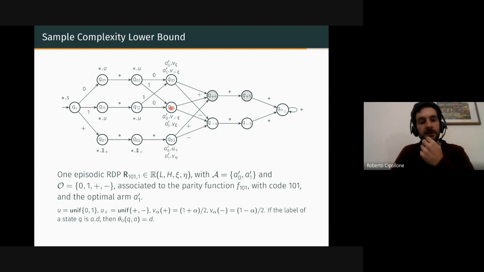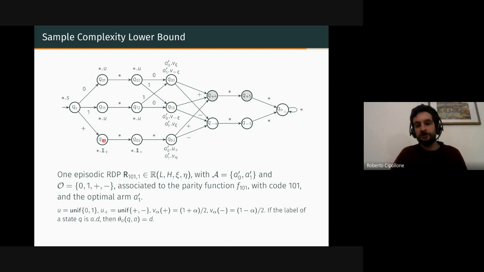From here, the optimal action at the top state is A1, at the bottom state is A2, so A0, A1, but they are different. So if an agent wants to be optimal in these top branches, it really needs to know the code and know the parity that we are at after three steps.